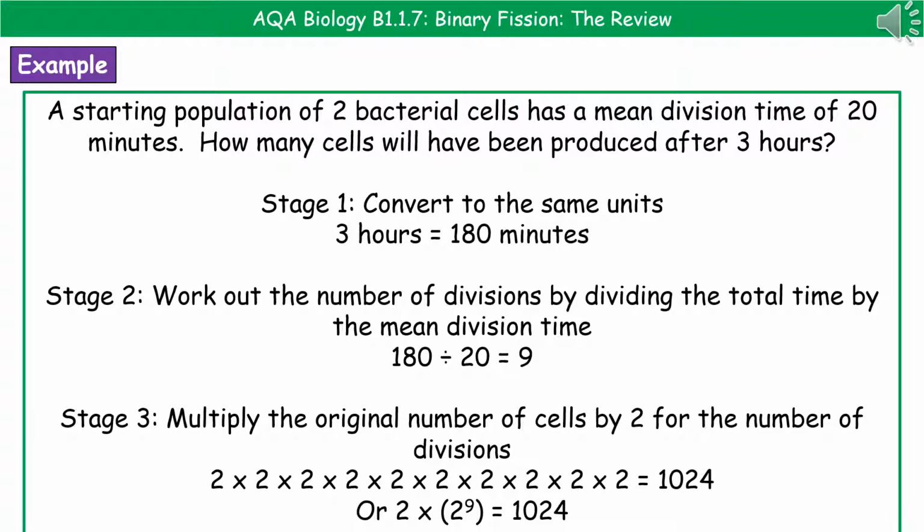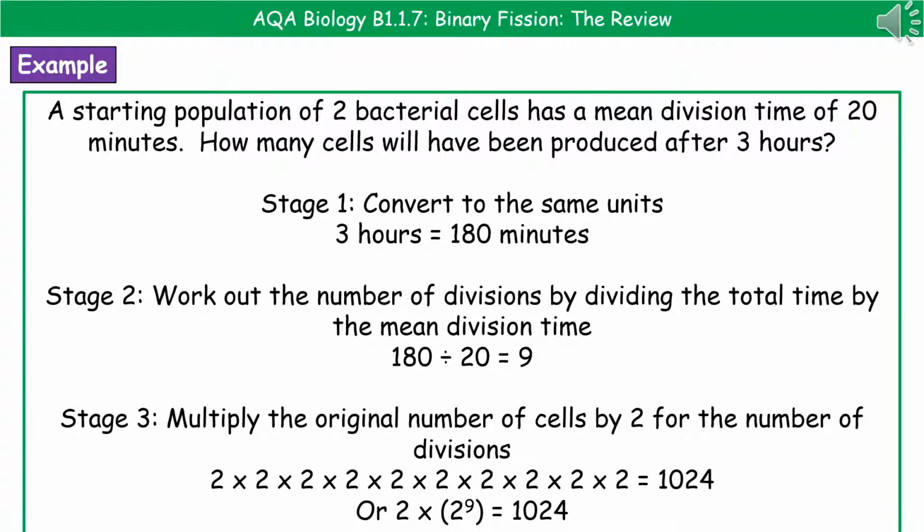Stage 2 is where we're going to work out the number of divisions that have occurred in that total time. And what we do is the total time divided by the mean division time to get that. So 180 divided by 20 gives us 9 divisions have occurred.